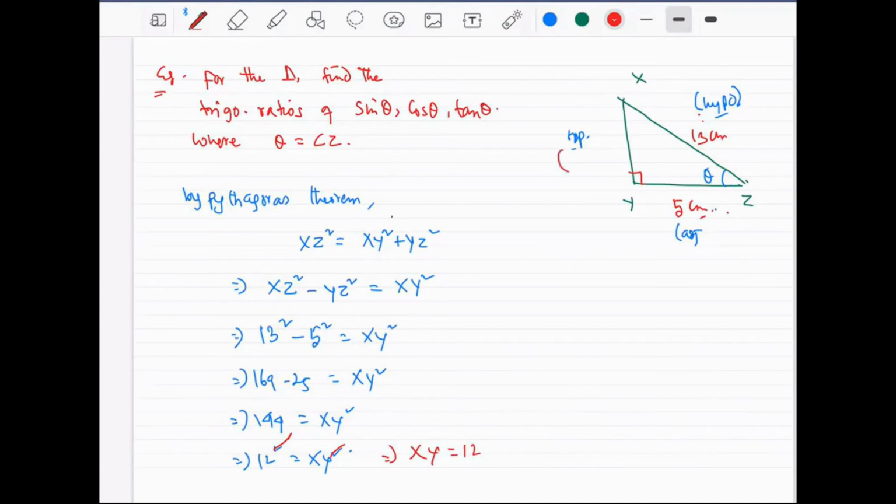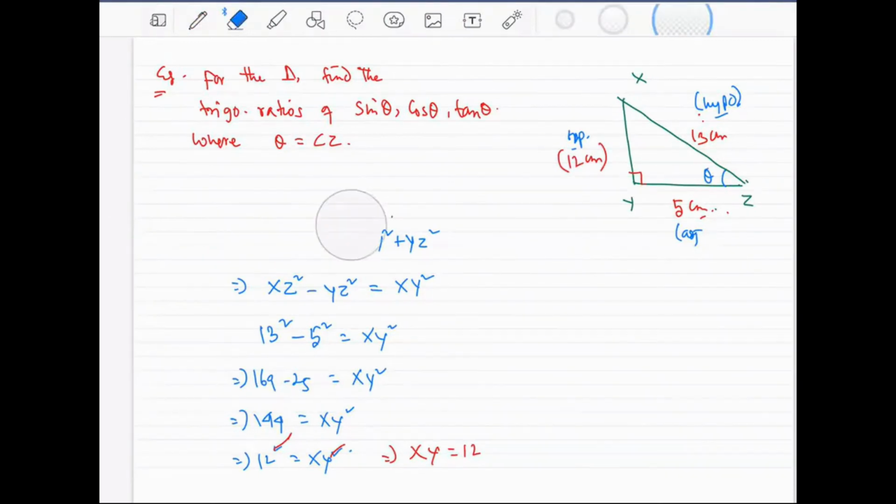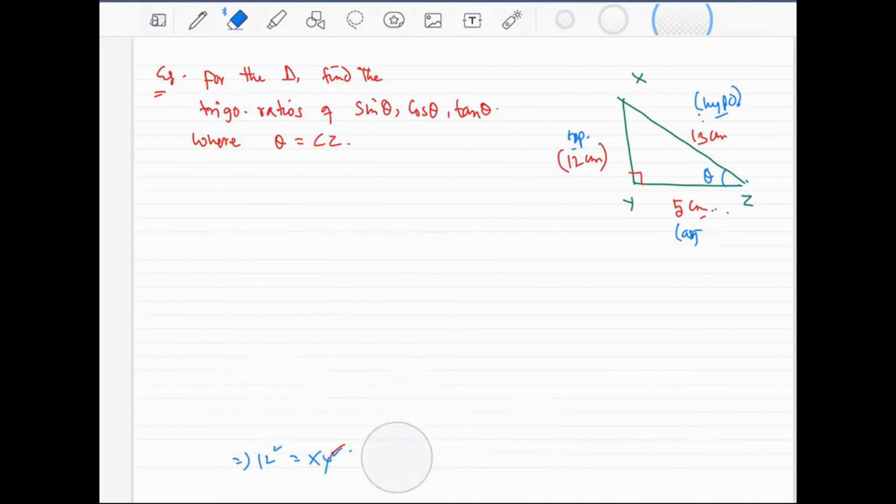So the opposite side, what's the length now? It's 12 centimeters. Once we know all the sides, then it's easy to find out sine theta, cos theta, and tan theta, right? So I'm rubbing this off. If you have already copied, then it's fine. If not, I'm rubbing this off. I'm rubbing off what is the opposite side also.